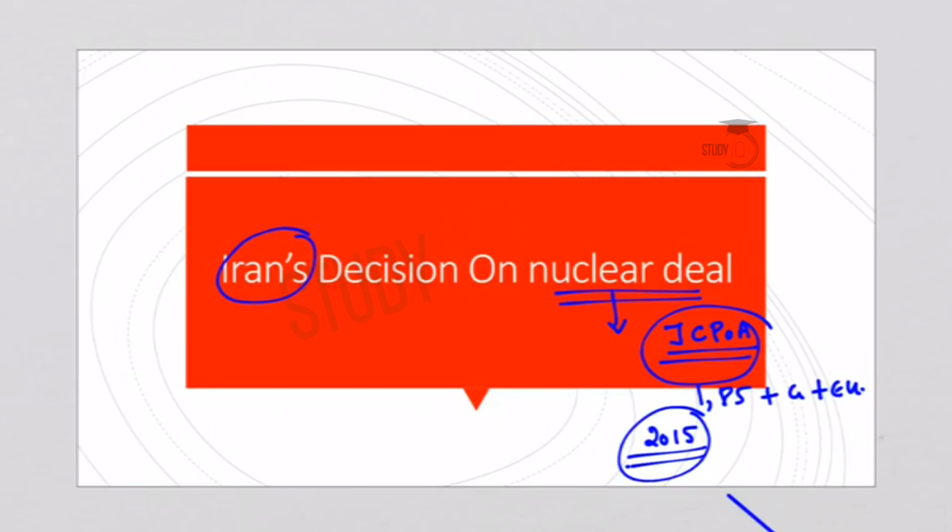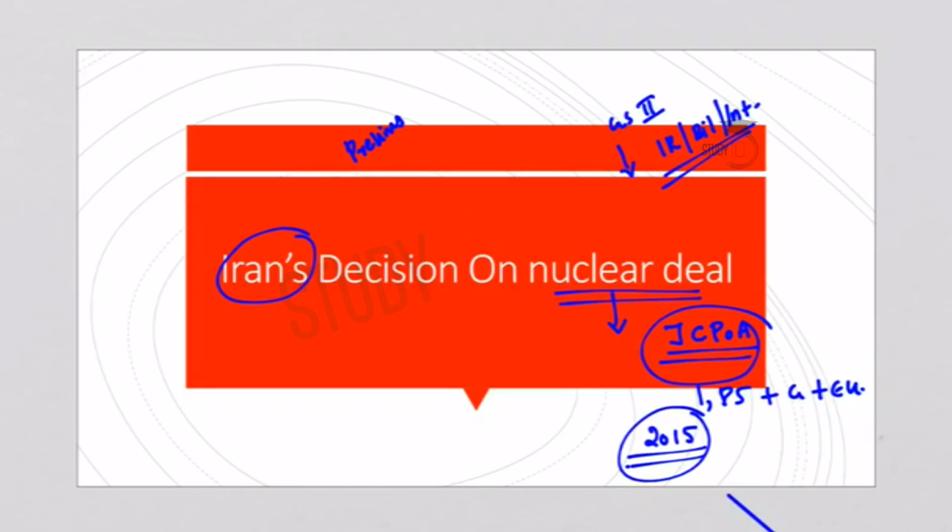This is a very important topic from your civil service perspective. This is an important topic under your GS paper 2 for your mains examination. It comes under international relations, bilateral relations or international issues. This is also very important for your preliminary examination.